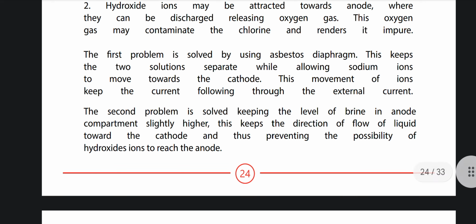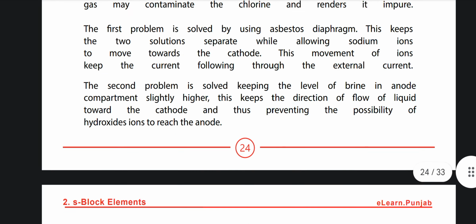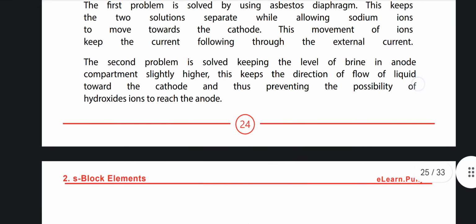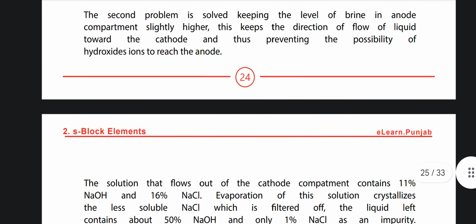The first problem is solved by using the asbestos diaphragm. This keeps the two solutions separate while allowing sodium ions to keep moving towards the cathode. This movement of ions keeps the current flowing through the external circuit. The second problem is solved by keeping the level of brine in the anode compartment slightly higher. This keeps the direction of flow of liquid towards the cathode, thus preventing the possibility of hydroxide ions reaching the anode.